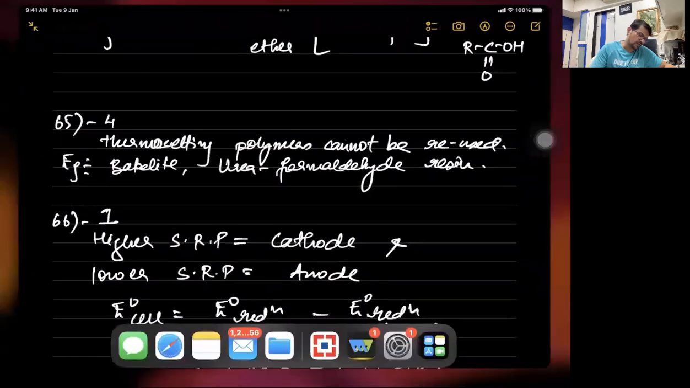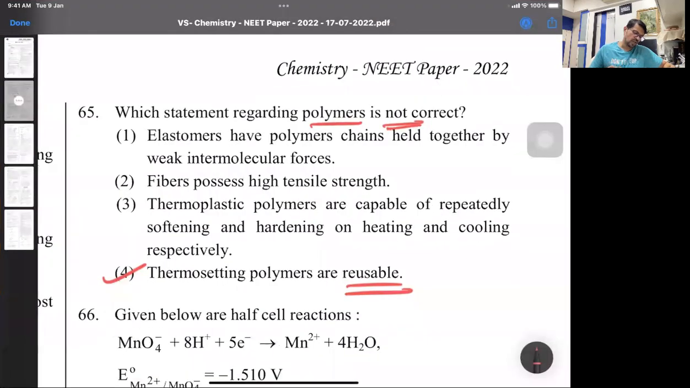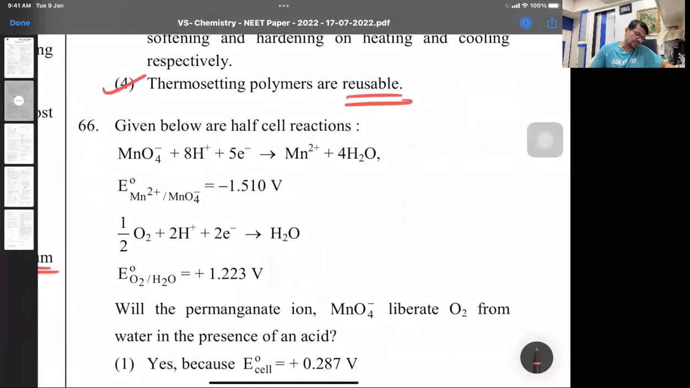Then 66th one, it says they have given the E0 values here. So E0, if you see here, it is +2 to +7. Is this clear? And this is also for oxygen. If you observe, then this value is 0 to -2. Is this clear? So we are having the values where it says 2 values are given below.